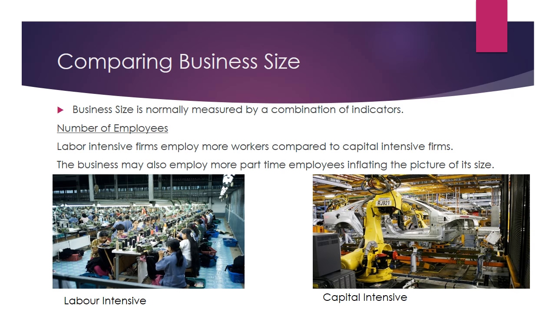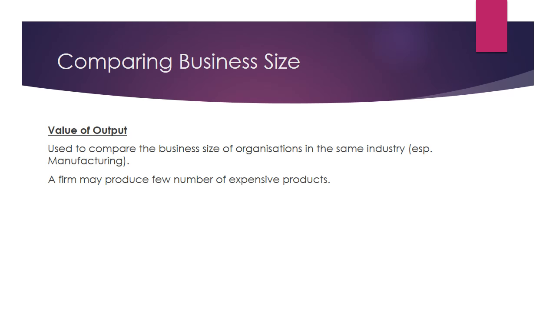So we talked about different yardsticks. Now, one of the yardsticks is number of employees. Labor intensive firms employ more workers compared to capital intensive firms. So there are two types of businesses: labor intensive and capital intensive. Labor intensive means you have more individuals working in the business. You have more persons involved. And capital intensive is where you have more machinery rather than individuals working in the business.